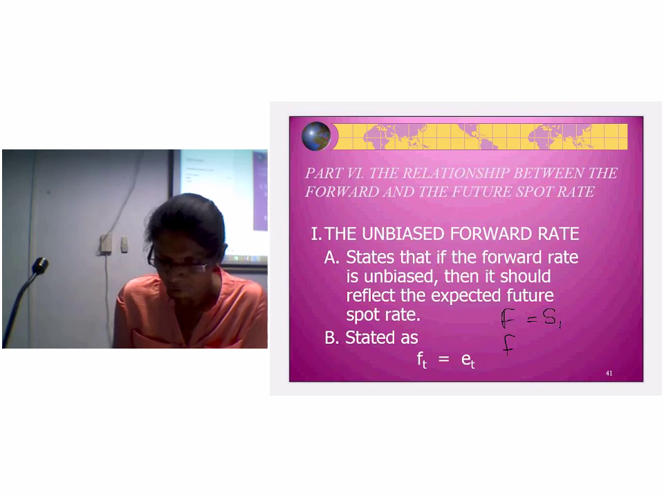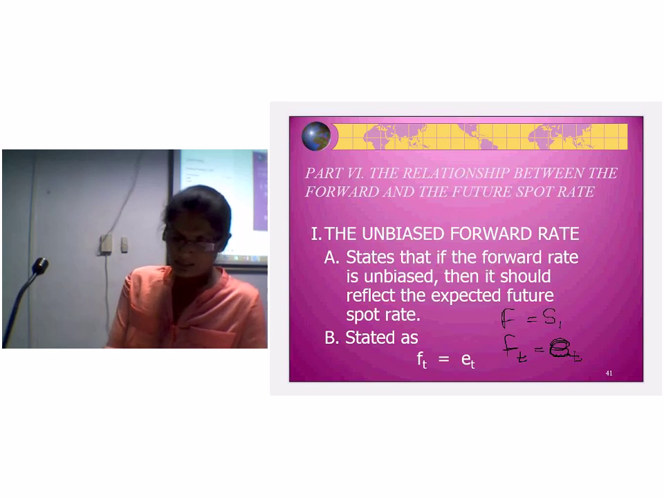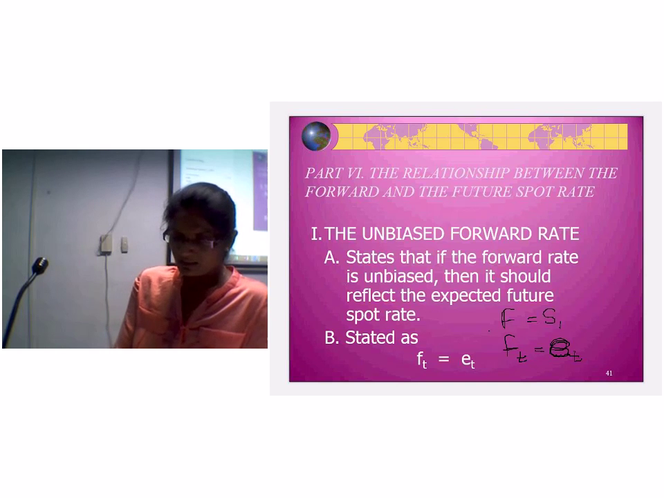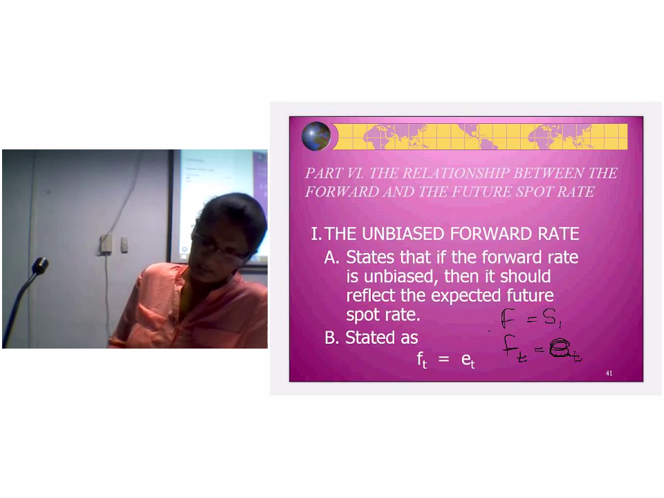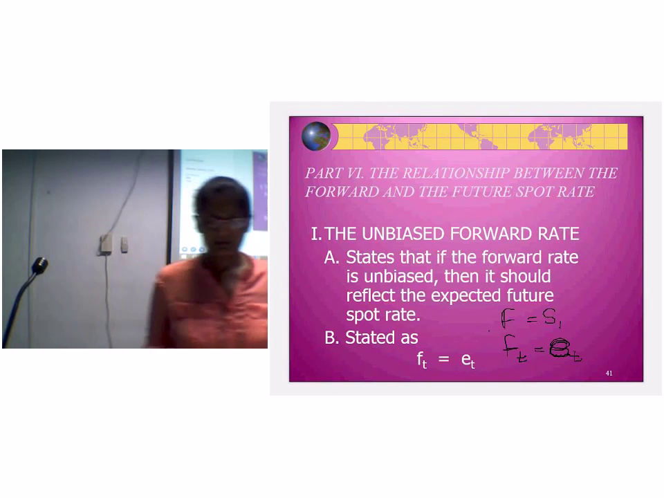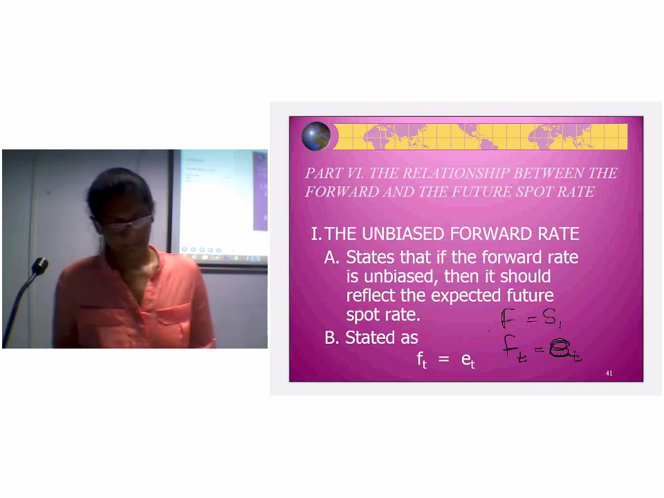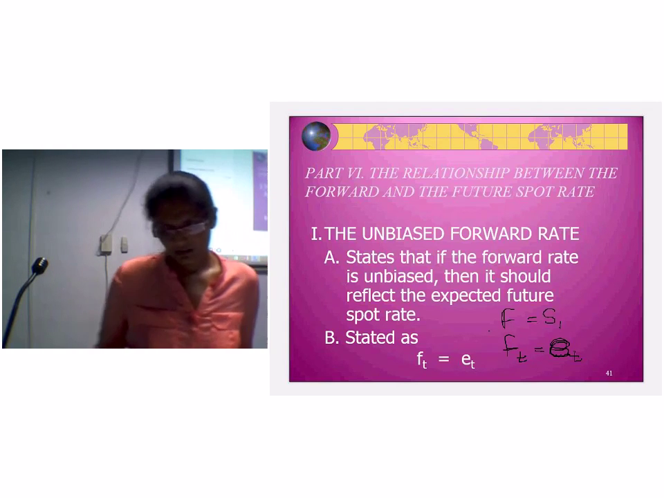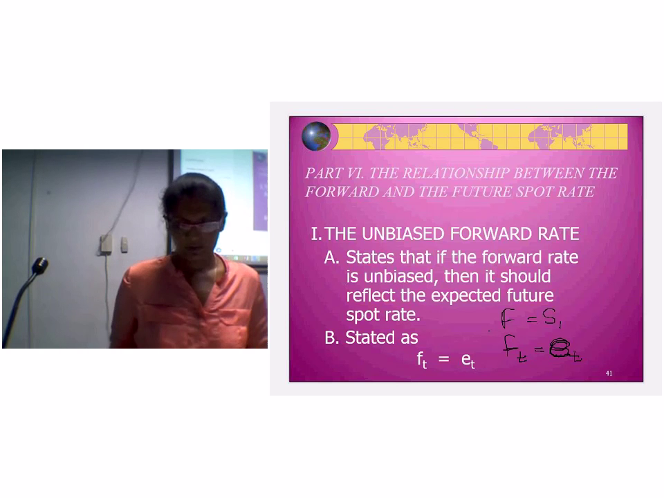So there will be no difference between the forward rate and the future spot rate. In other terms, FT, this is the forward rate, and ET, the expected spot rate, should be equal, right? So if this is equal, there is no difference between the spot rate and the forward rate, so there is no possibility of making arbitrage profit. No arbitrage profit is there when the forward rate is unbiased, right?